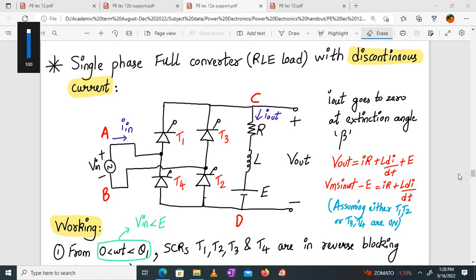of lecture number 12. In last lecture, we have started with single phase full converter RLE load with continuous mode of operation. Now we will discuss what happens when the output load current is discontinuous. That means my output load current goes to zero before the next SCR is triggered. So in this case, your RLE load will come into picture.